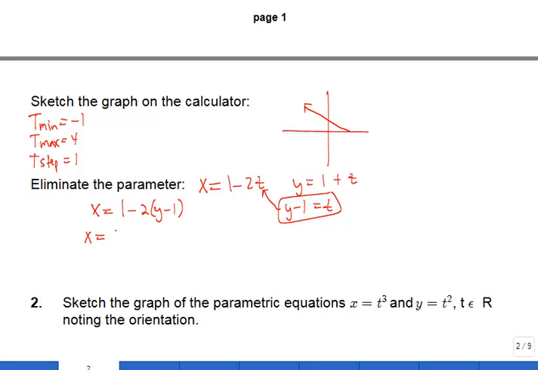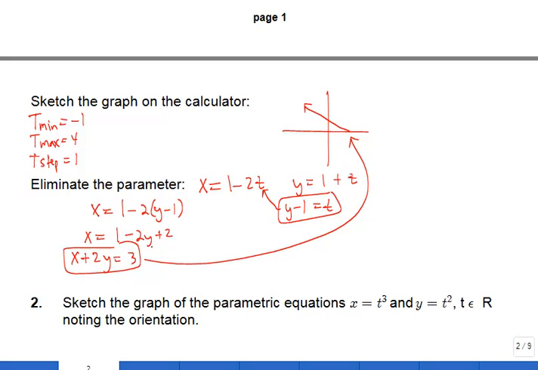Let me just simplify this. So we're going to get 1 minus 2y plus a 2. If I add that 2y over to the other side, we get x plus 2y is equal to 3. So this is the equation of this line right here, but it's not the whole line, it's only the line where t ranged between -1 and 4. So you have to be a little bit careful. This is the graph in its rectangular form, but in our parametric form we did have restrictions on what domain we could use. And we'll talk more about that a little bit later.